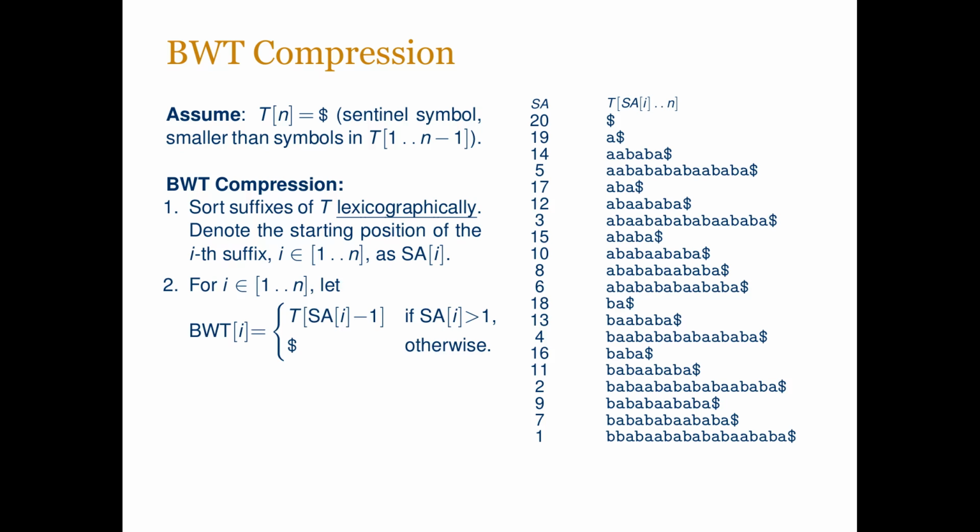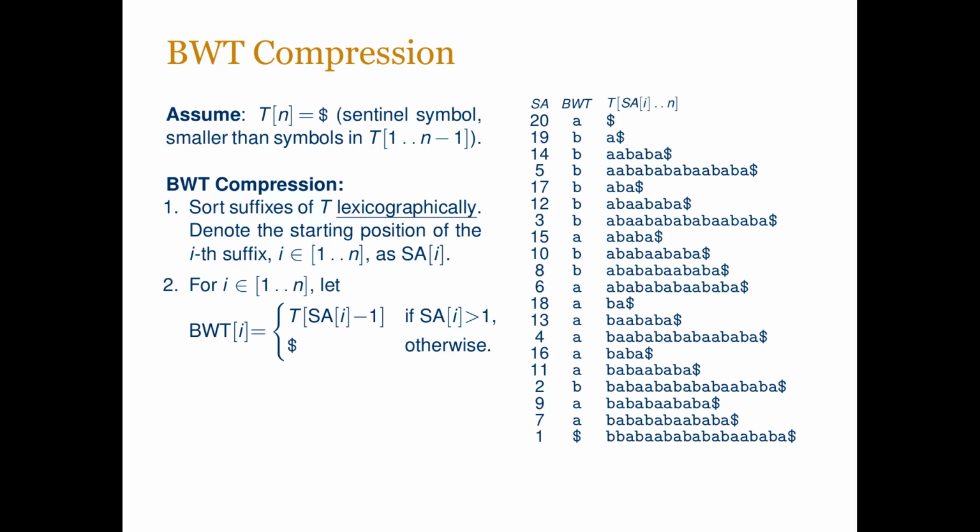We can now formally define the Burrows-Wheeler transform. For any i between 1 and n, we define the BWT of i as the symbol immediately preceding the lexicographically ith suffix of text t. Formally, if SA of i is greater than 1, then the BWT of i is the symbol at position t of SA of i minus 1. In the special case of suffix array having value 1, we define the BWT at position i to be the $ symbol. The BWT of the example string looks as follows.